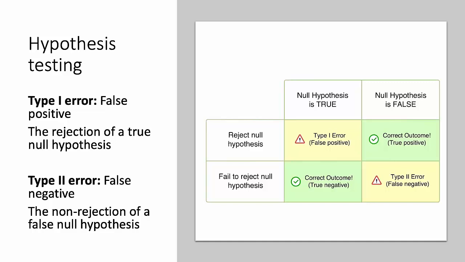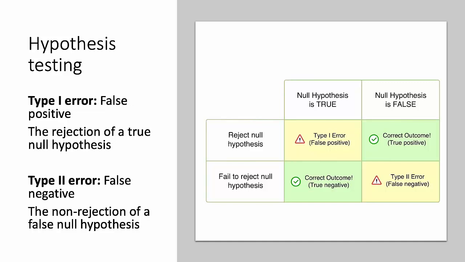A type 1 error is also known as a false positive. So, for example, an innocent person is wrongly convicted. A type 2 error is also known as a false negative, which, using the same example, we can think of as a guilty person being wrongly not convicted.